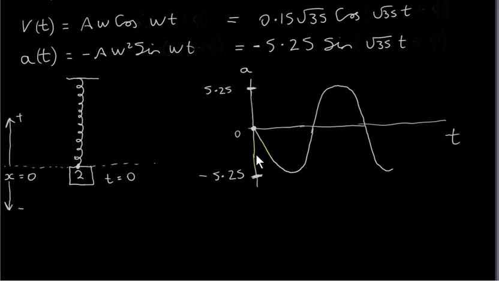Here is a graph of the acceleration. It starts at 0 because the sine of 0 is 0. The range is from minus 5.25 to plus 5.25. It starts decreasing initially and then increasing. If we just look at the sine function, it would look like this. It would start off increasing, but because of the minus sign, it's flipped over.